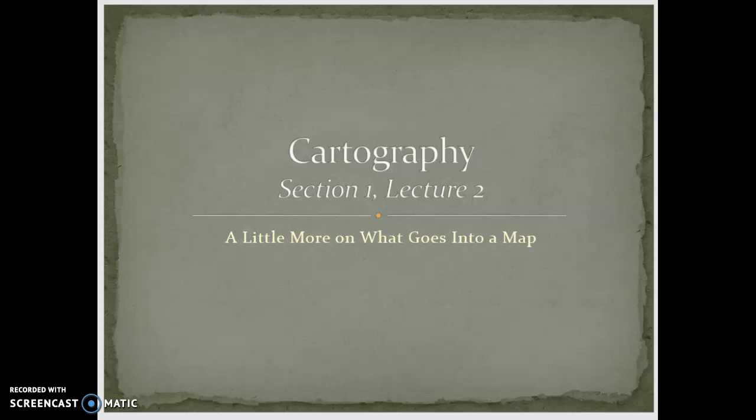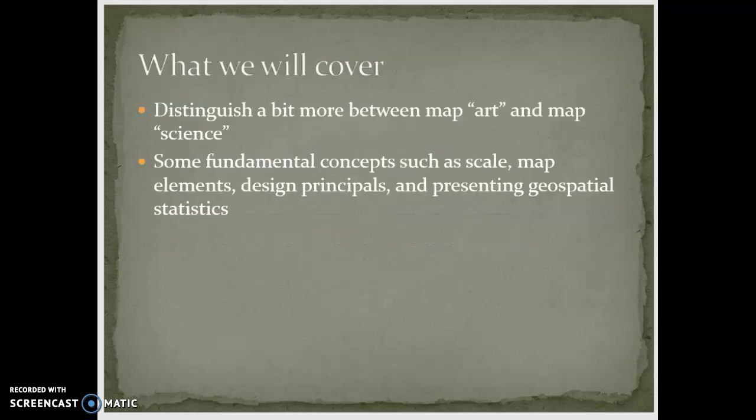Today we're going to talk just a little bit more about what goes into a map, go into a little more detail on some of the concepts I brought up in the last lecture. So what we'll cover is to distinguish a bit more between what is considered map art and map science, and also go over some more fundamental concepts such as scale, map elements, design principles, and presenting geospatial statistics.